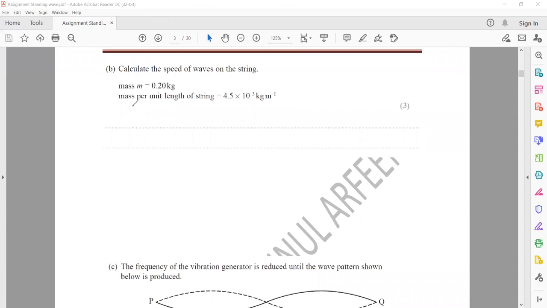So the formula which we are using, v equals under root T divided by mu, where T is the tension, so equals the weight: 0.20 multiplied by 9.81, that's equal to 1.60 Newton. And mu is already given in the question, that is 4.5 into 10 to the power minus 3 kilogram per meter.